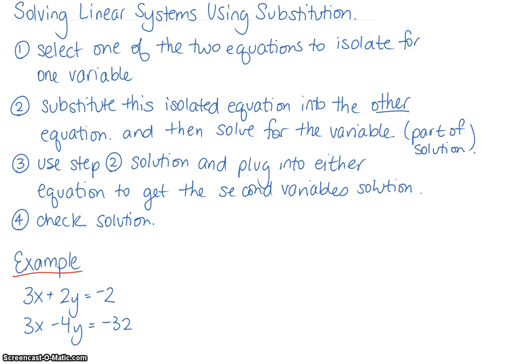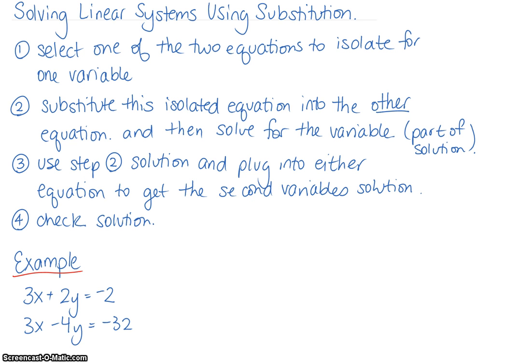So we're going to look at how to solve linear systems using substitution. This is another technique, again algebraic, in order to solve a system of linear equations. The first step is to select one of the two equations to isolate for one of the variables. You can isolate for x or you can isolate for y, whatever is easiest for you. Then you're going to substitute this equation that you've now isolated into the other equation.